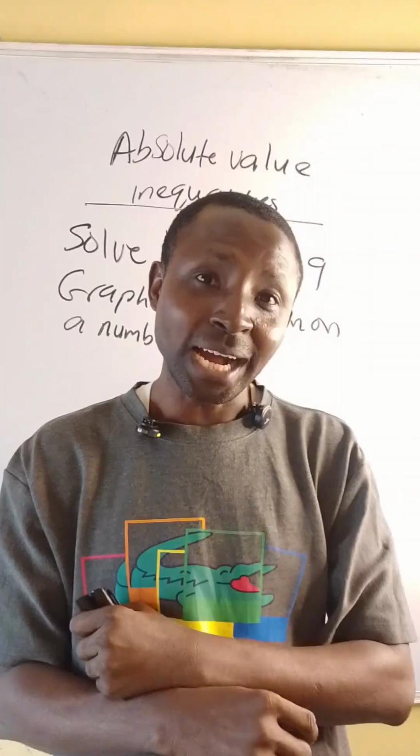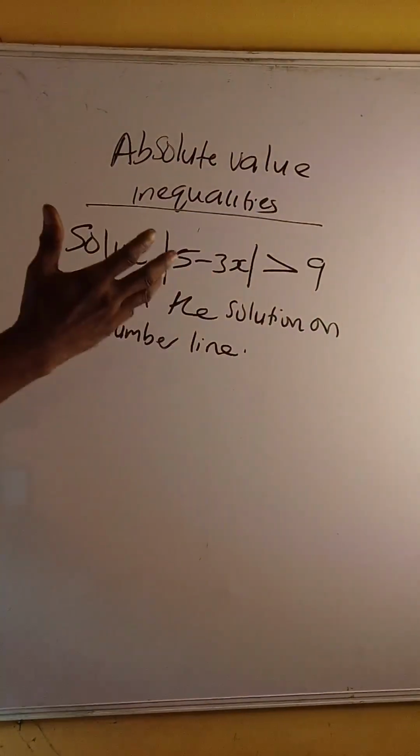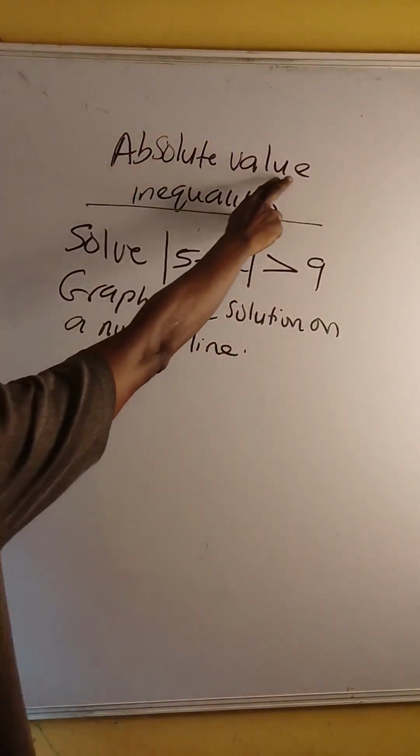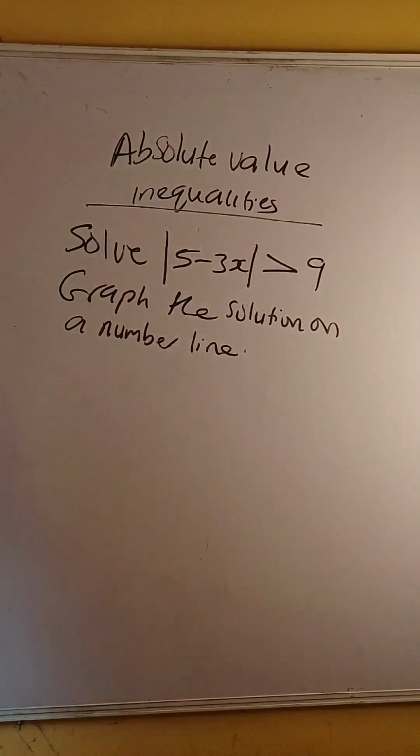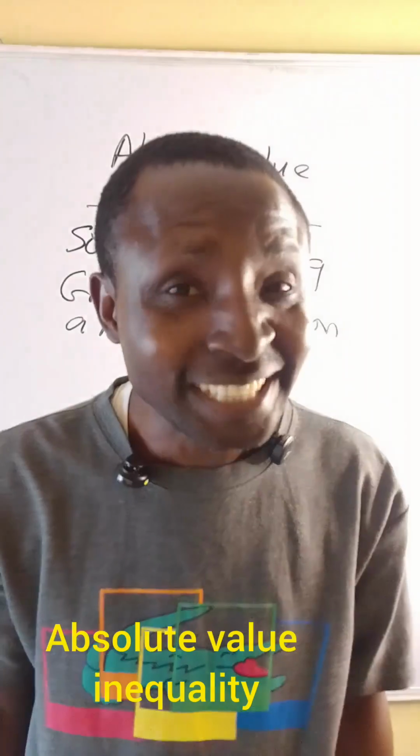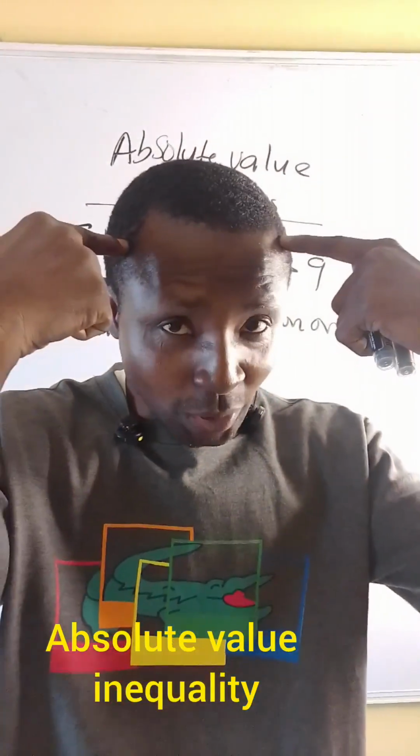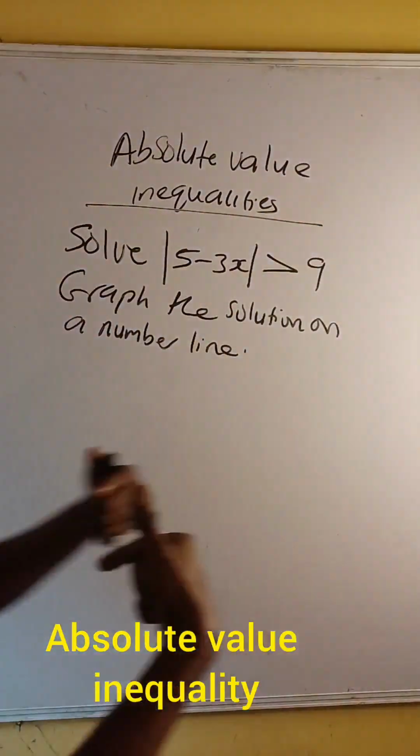Now, what do we have today? Ta-da! Absolute value inequality. This is not Olodo uprising, it's intellectual uprising. Now watch how we deal with this.